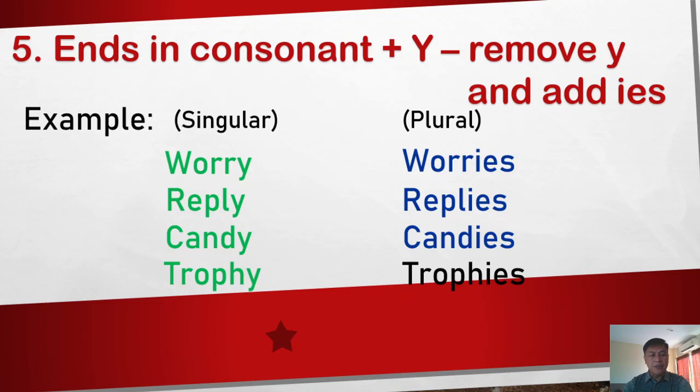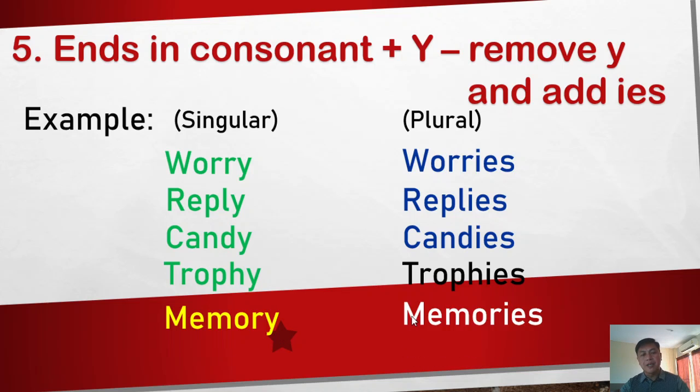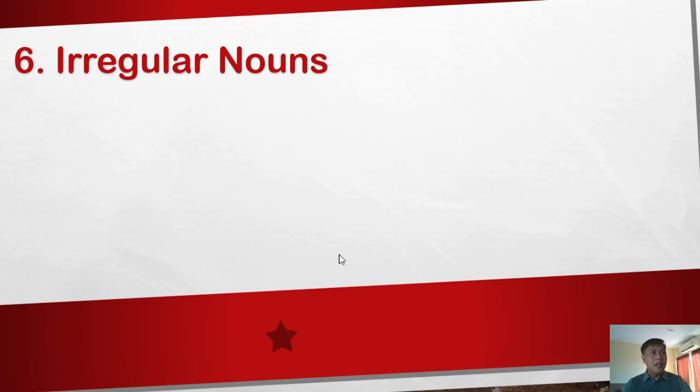Next will be memory. Memory, R and Y, so consonant plus Y. The plural form becomes memories. Worry, worries. Reply, replies. Candy, candies. Trophy, trophies. Memory, memories.